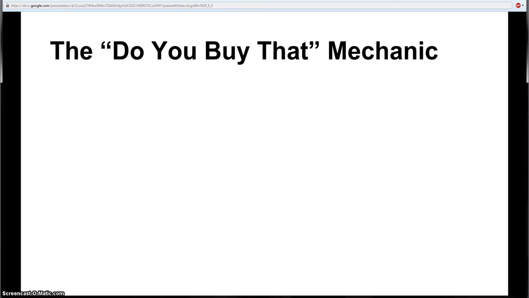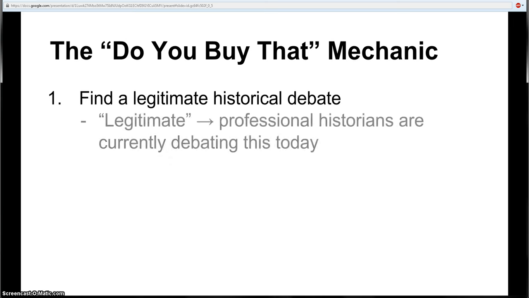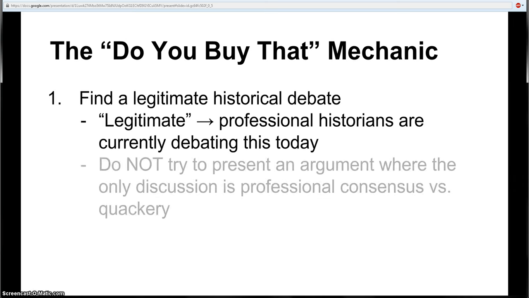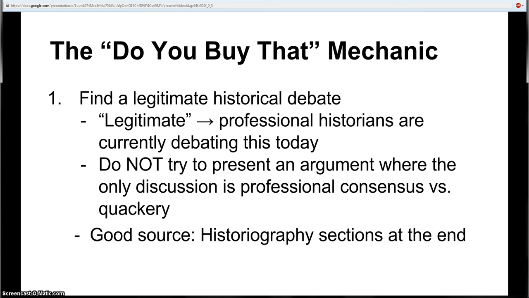So here's the "do you buy that" mechanic. First, you need to find a legitimate historical debate. By legitimate, I mean professional historians are currently debating this today. Do not try to present an argument where the only discussion is professional consensus versus quackery. A good source is the historiography sections often found at the end of Advanced Placement books. These are fantastic.